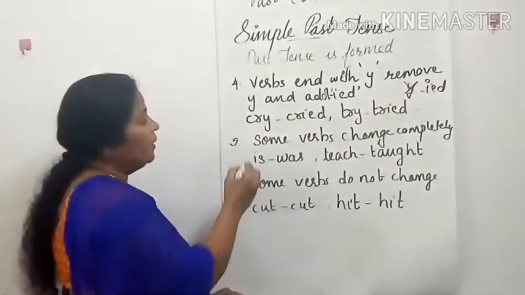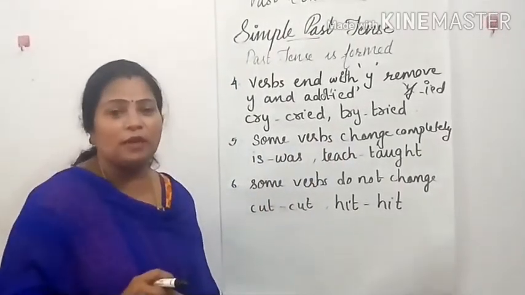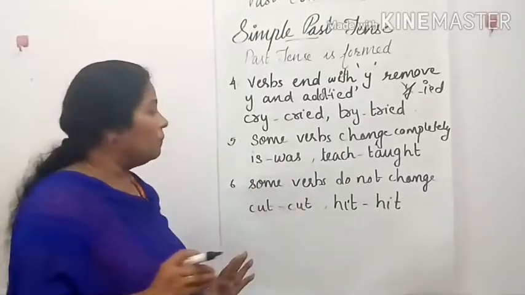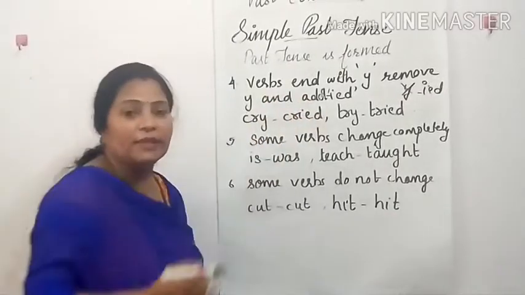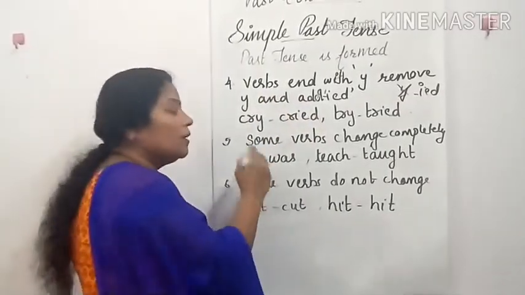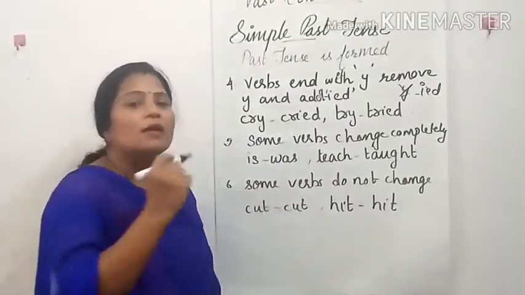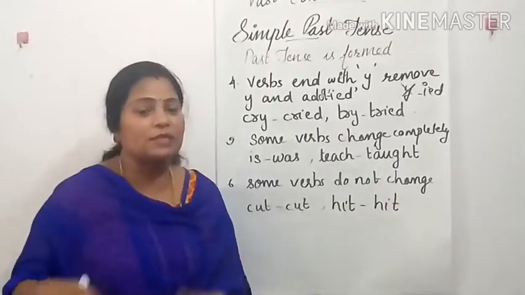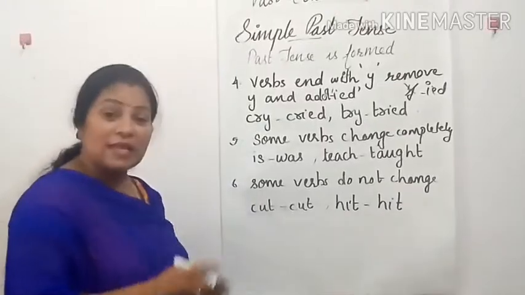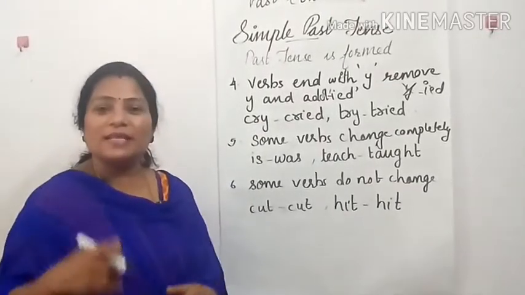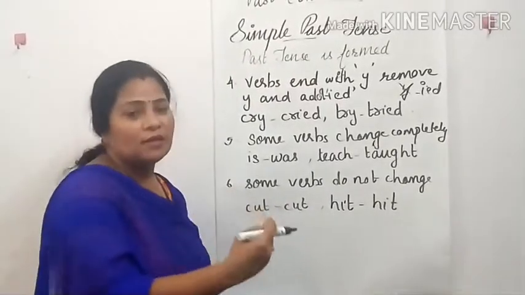IED. Okay. The next, fifth one is some verbs change completely. So many verbs change completely. For example, they don't follow the rule of adding D, ED or IED. They have a different spelling. For example, in the case of is, the past tense of is in the present tense, we use was for that. Then teach, taught. Then sell, sold.